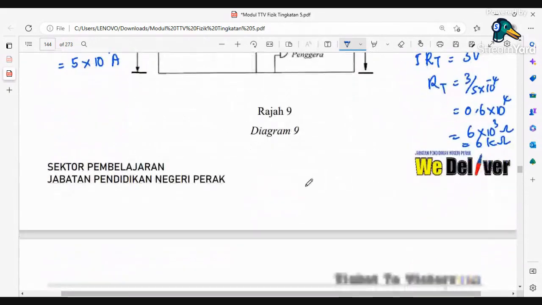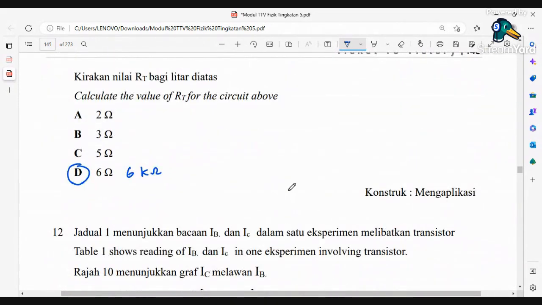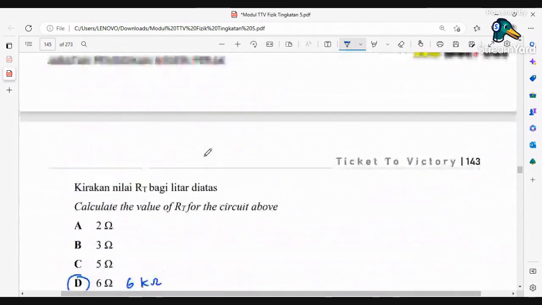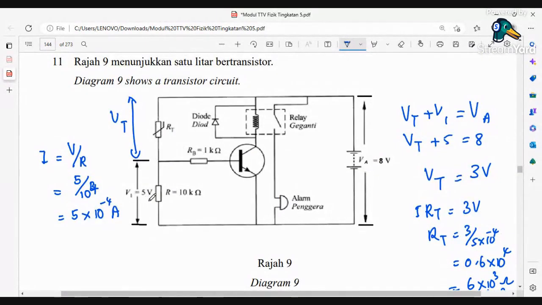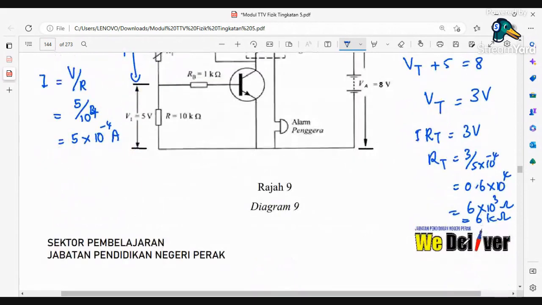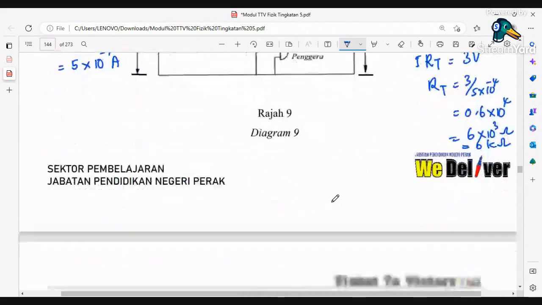Okay, so we get 6 kilo ohm. It's not 6, it's 6 kilo ohm. Calculate the current flow because they are a potential divider. They have the same current. You have a voltage of VT, which is 3 volt. So using the formula V equals IR, find RT. I is already calculated here. So you get 6 times 10 power 3 ohm, which is 6 kilo ohm.